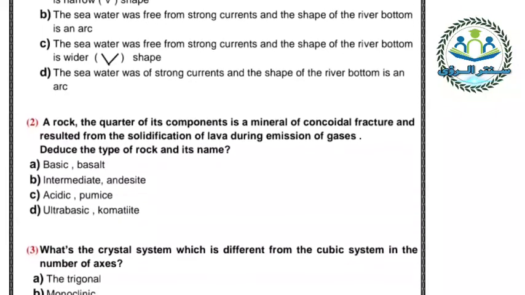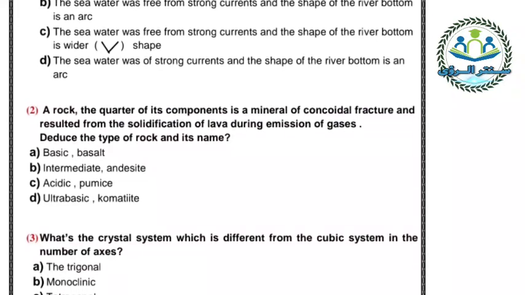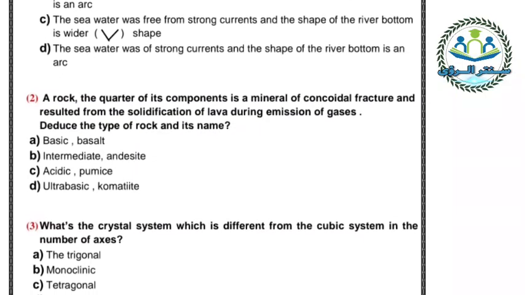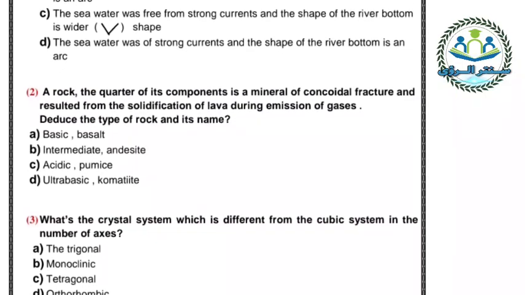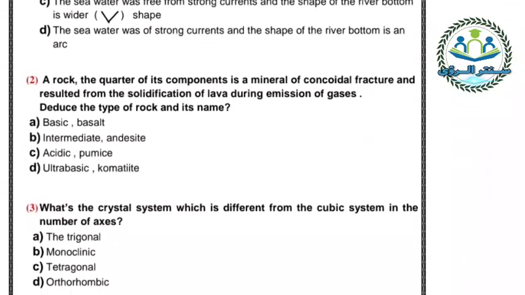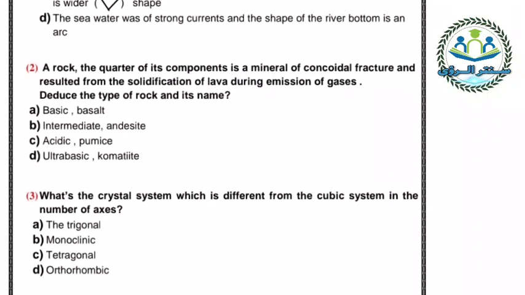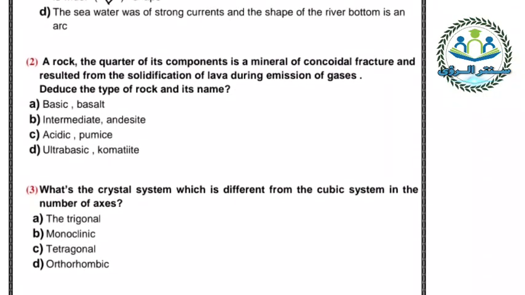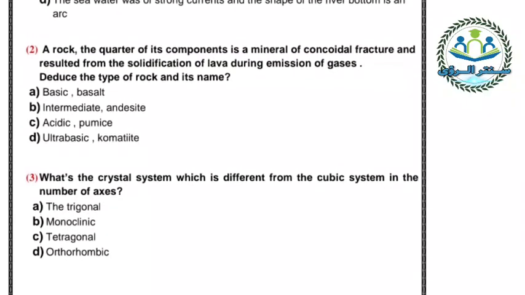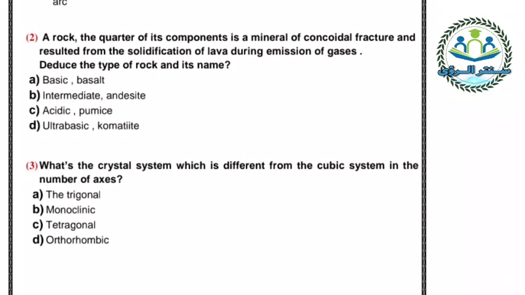2. A rock, the quarter of its components is a mineral of conchoidal fracture and resulted from the solidification of lava during emission of gases. Deduce the type of rock and its name. A. Basic basalt. B. Intermediate andesite. C. Acidic pumice. D. Ultra basic komatiite.